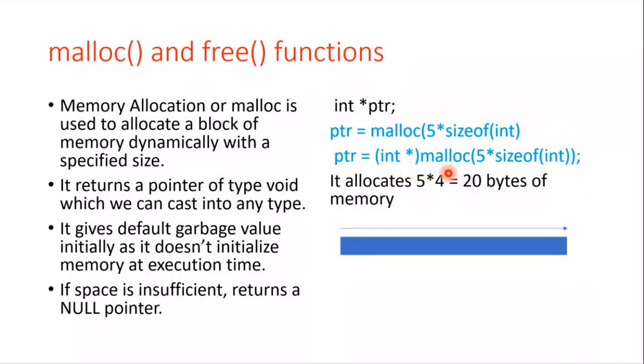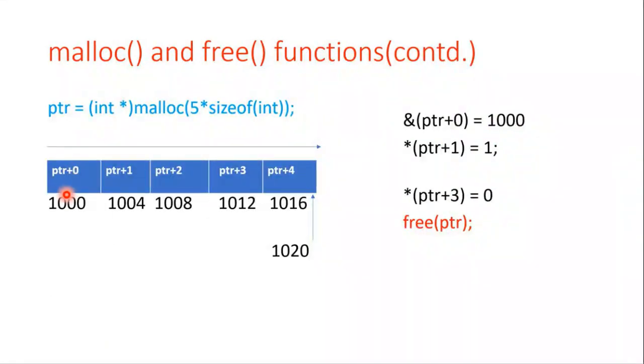Here first we typecasted the output, and we have typecasted the returned void pointer into an int pointer. Now ptr is an int pointer, which has 20 bytes of memory allocated. Here you can see it works the same as an array. We can put ptr plus 1 equals a1. We can assign the value at the desired location.